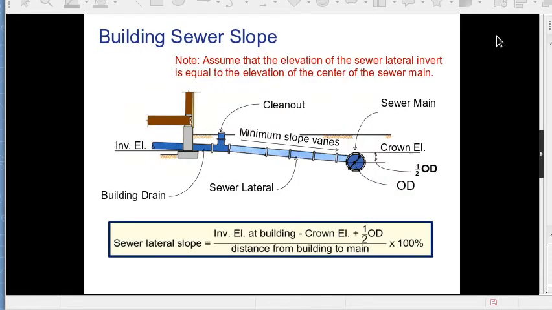This is Mr. Huff. Let's go through a practice calculation identifying the building sewer slope, or the sewer lateral slope. This is the equation you would use: the invert elevation at the building minus the crown elevation, plus 1/2 of the outer diameter of the sewer main. I talked about this in another video, how that gives you the center point of this main line here. Divide all that by the distance from the building, from this outer edge to there, and multiply that times 100 to get a percentage.